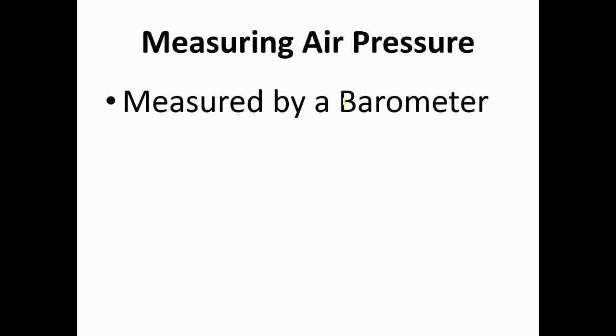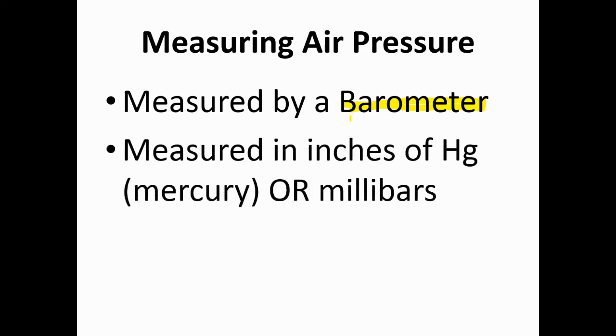We measure it using something called a barometer. Remember in the last slide, I said it was barometric pressure. So we use a barometer to measure our air pressure. And we measure it in either inches of mercury, so Hg is mercury, or in millibars. Both of these are going to be given to you on your reference table, and sometimes you're going to have to convert between them. You have to know which is which.